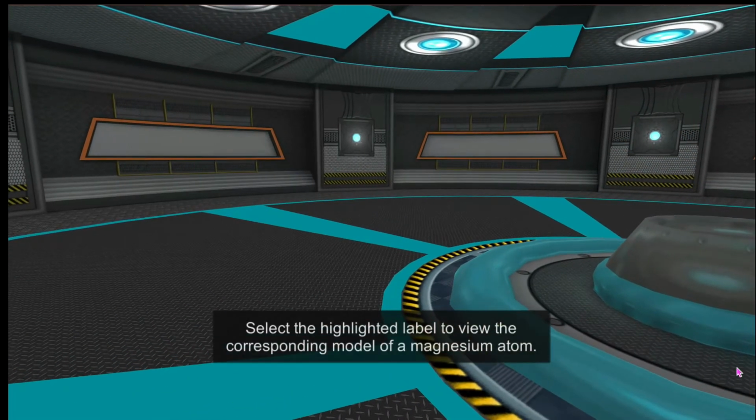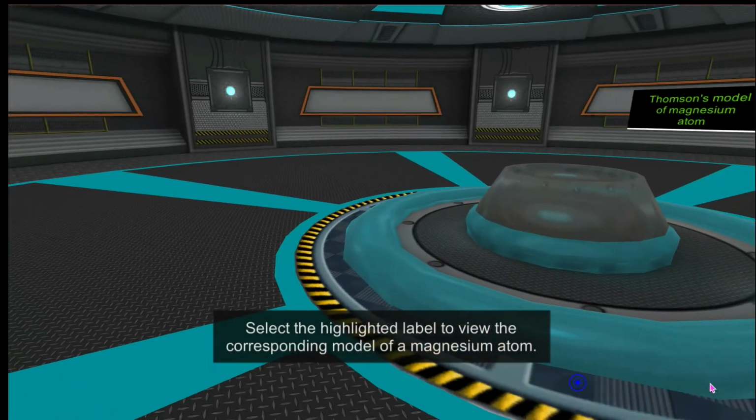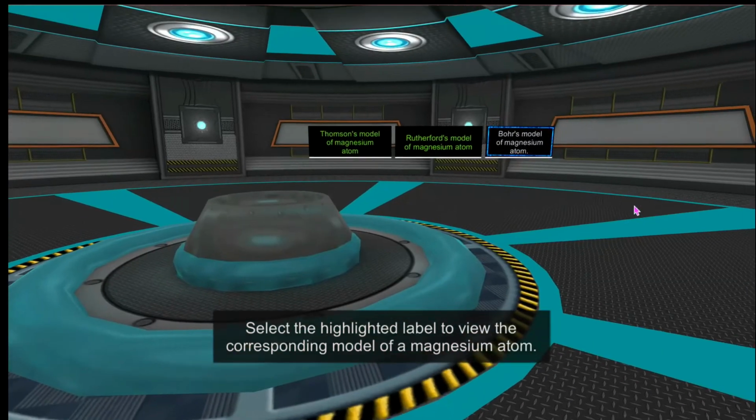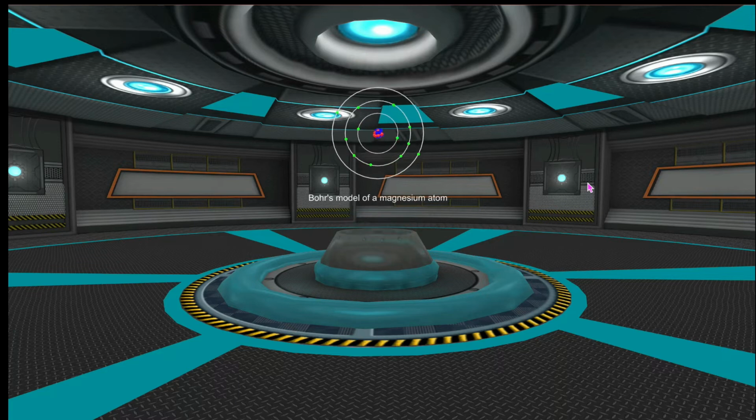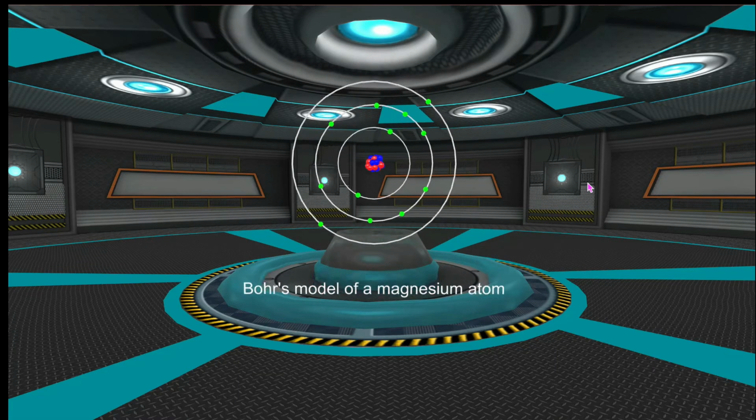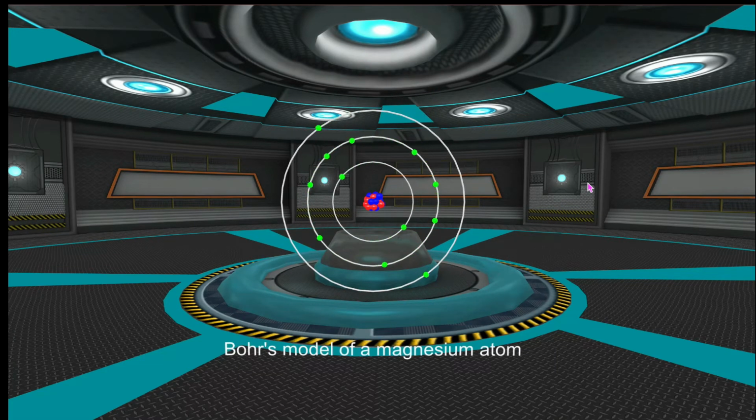Select the highlighted label to view the corresponding model of a magnesium atom. In 1913, Niels Bohr described a new arrangement of electrons in an atom to explain its stability. According to Bohr's atomic model, the electrons move rapidly around the nucleus in fixed circular paths called energy levels, denoted by the numbers 1, 2, 3, and so on.